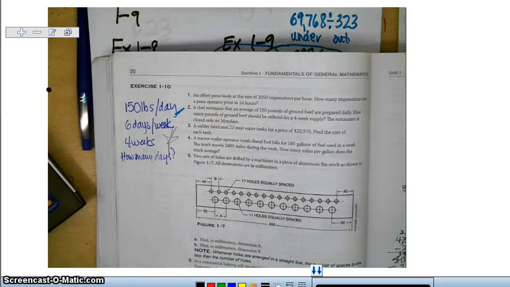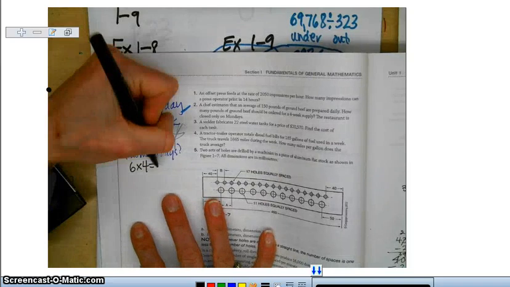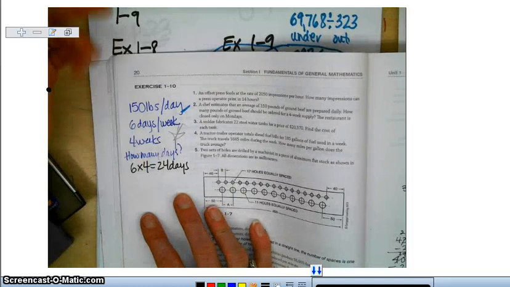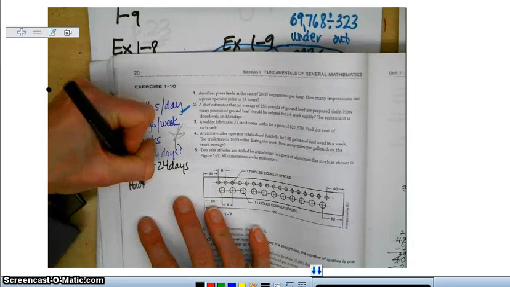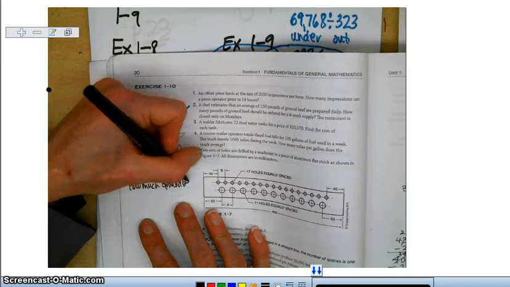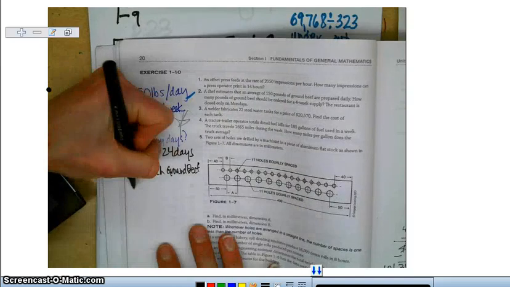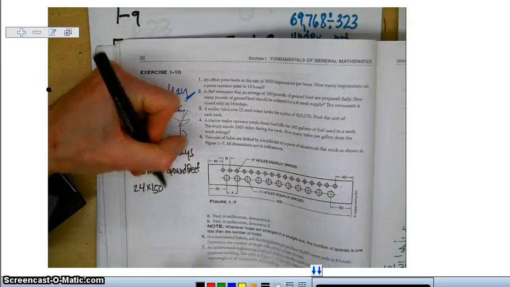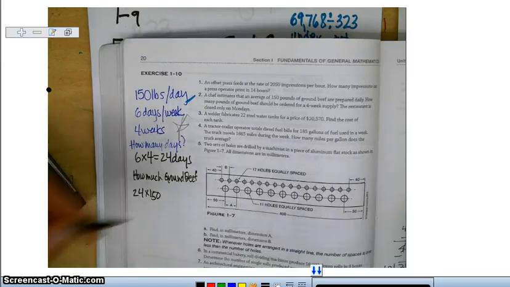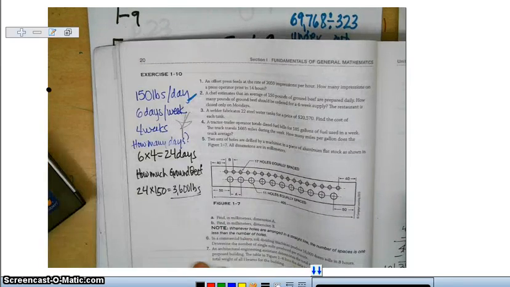So what I would do to get how many days is I would have to take 6 times 4. 6 days per week times 4 weeks. So that's 24 days. And every one of those days, now I have to figure out how much ground beef, which is the question I was asked. How much ground beef? So I have 24 days times 150 pounds a day. So 24 times 150. And that is, just get my calculator out, is 3,600 pounds of ground beef in 4 weeks.